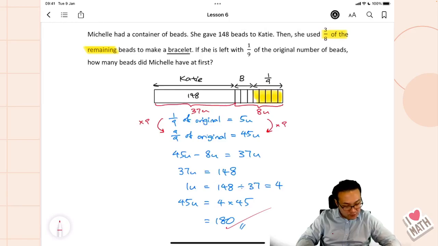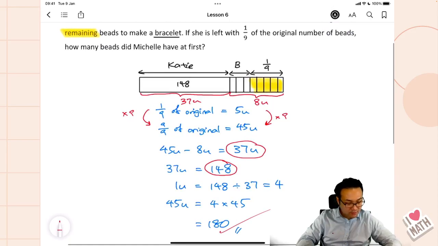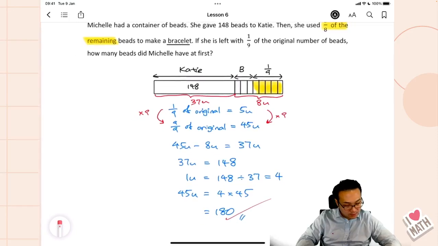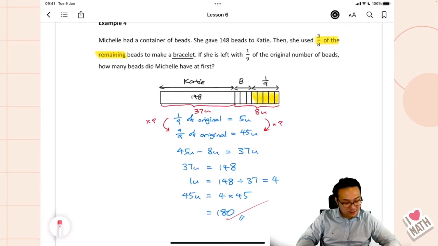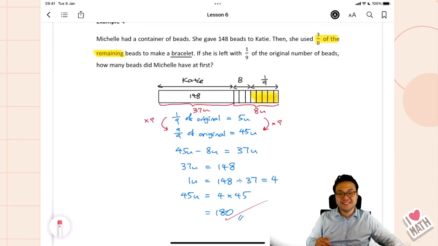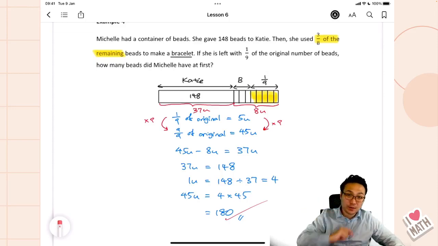So this 37 units represents 148. And from there, you can find 1 unit. And the rest, you can get the answer. Good. So this is how useful model drawing is. Okay, students? Model drawings, this time we are mixing it with fractions.